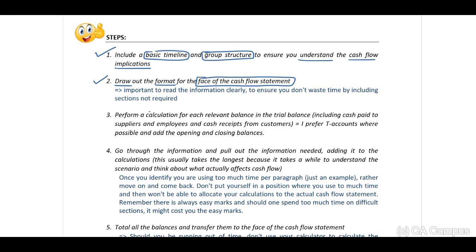Number 3, perform a calculation for each relevant balance in the trial balance, or in this question, statement of financial position, profit and loss, and OCI, including cash paid to suppliers and employees and cash receipts. Remember, I have indicated that my cash receipts will always be my calculation 1, cash paid will be my calculation 2. Now, I've indicated here that I prefer T accounts where possible and add my opening and closing balances.